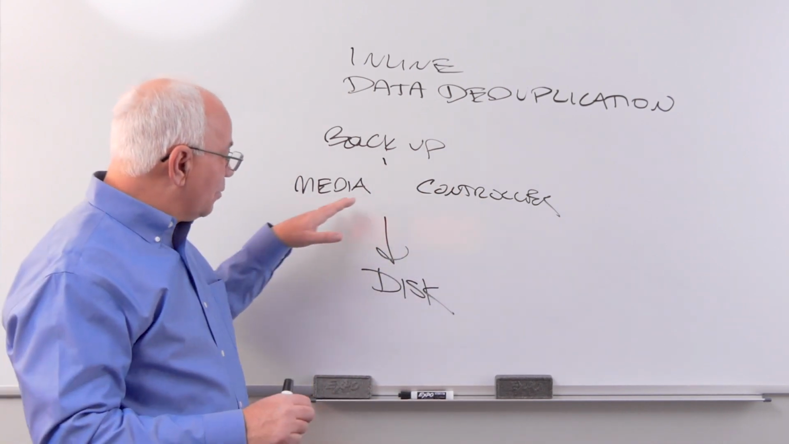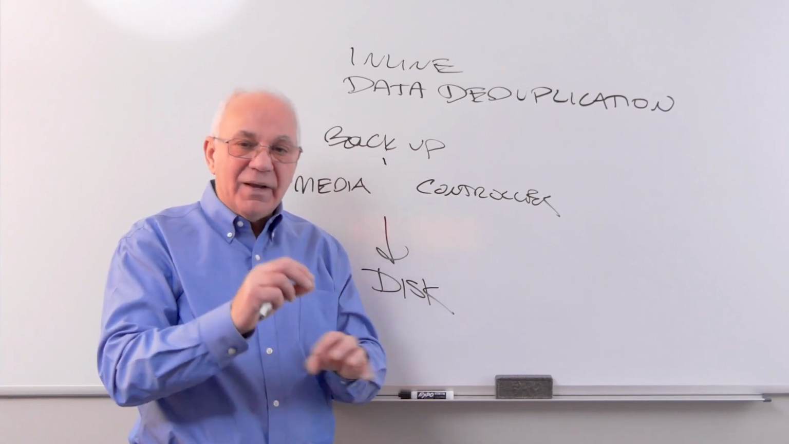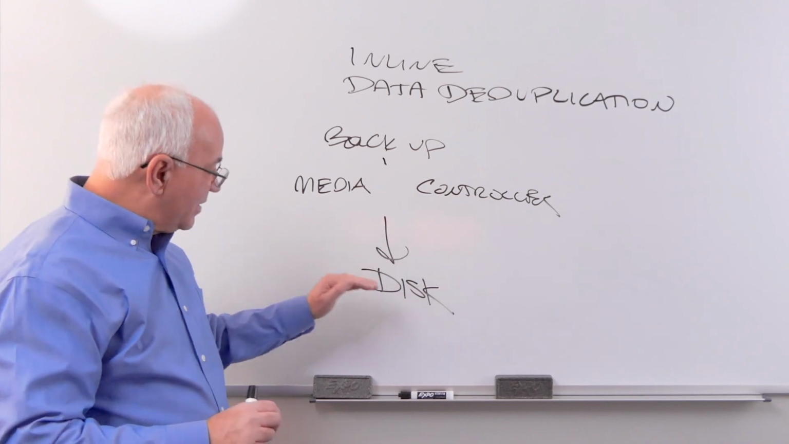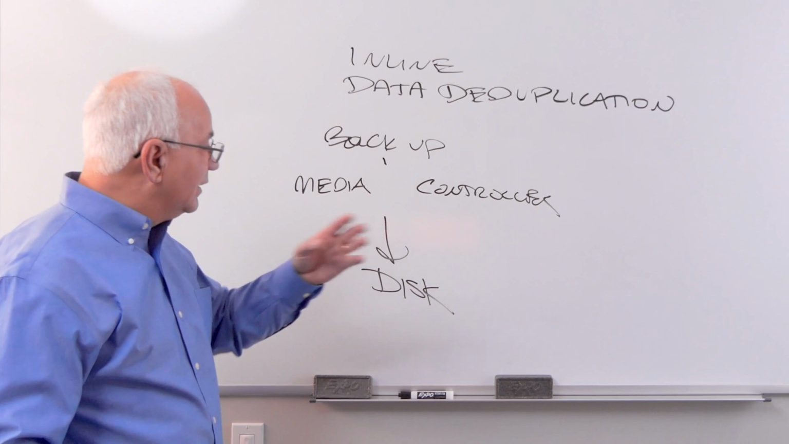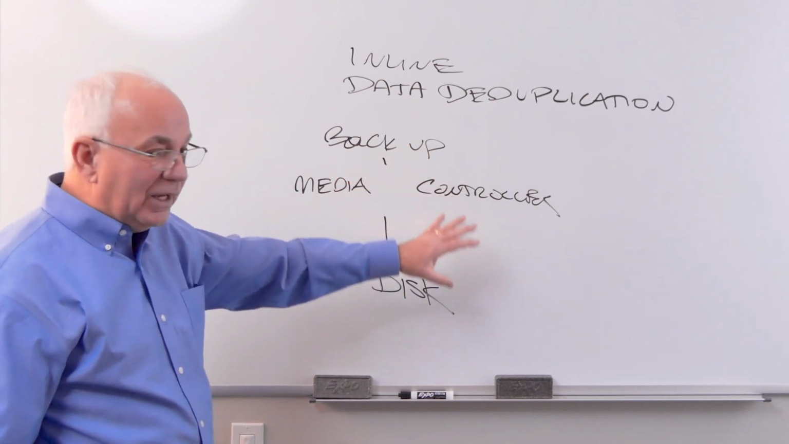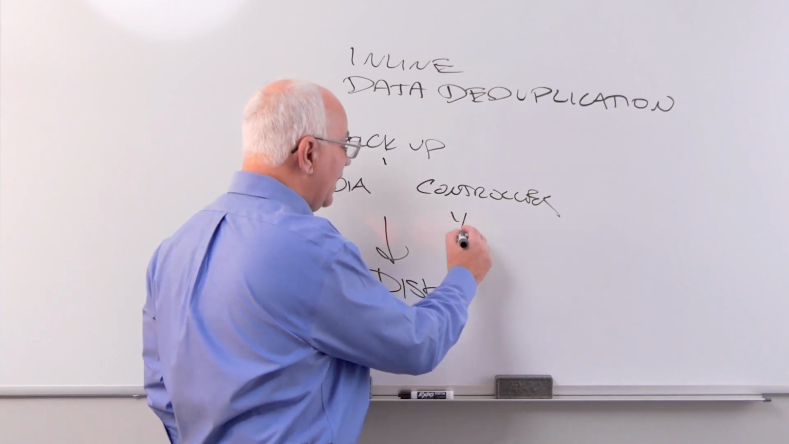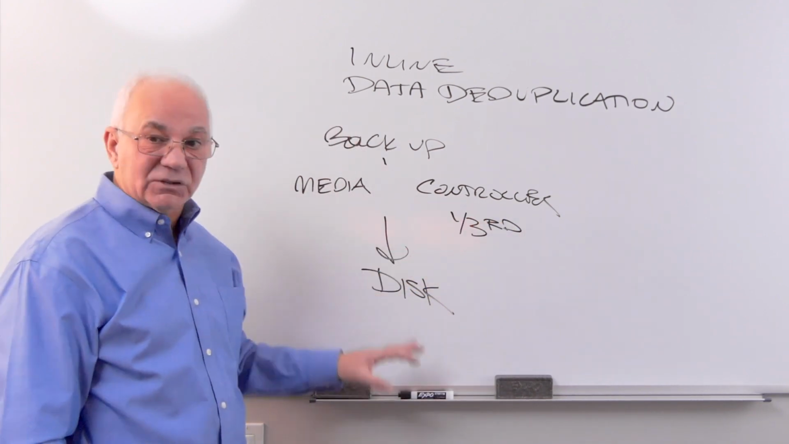You have to sit there and break apart the files at a small block level, do all kinds of comparing, hashing, bucketing, and so on, and it takes a lot of work. The disk sits back here idle, waiting for that work to be done. So for example, if you do inline deduplication through a controller with aggressive deduplication, you could actually take the speed of the backups down to about 1/3 the performance of disk.